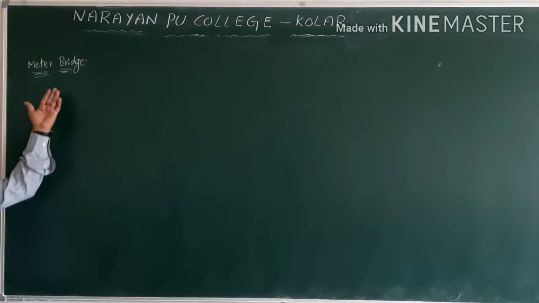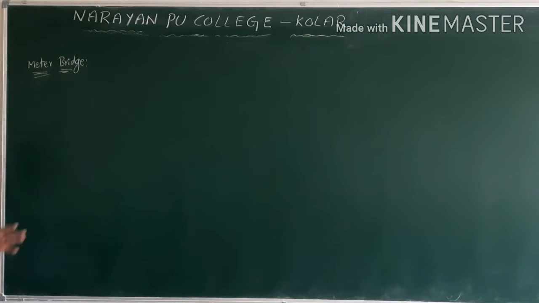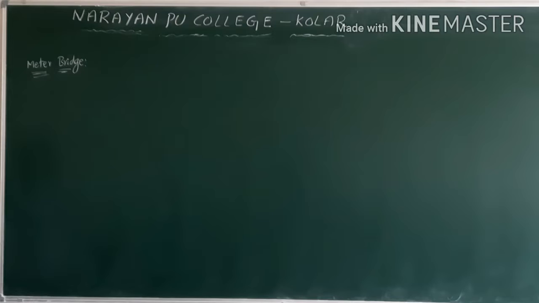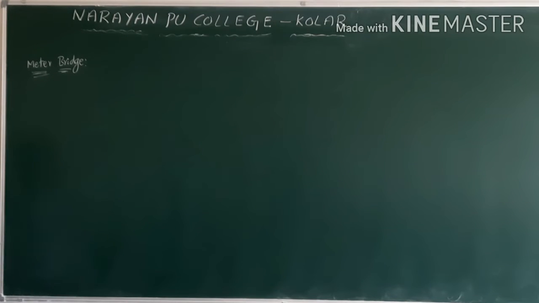So after a long time, again we are coming back to PU classes. Okay, up to now you saw competitive classes. Once again we will start PU. So our pending topic, meter bridge and potentiometer in the current electricity lesson.